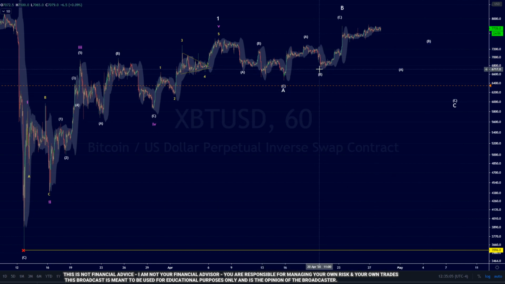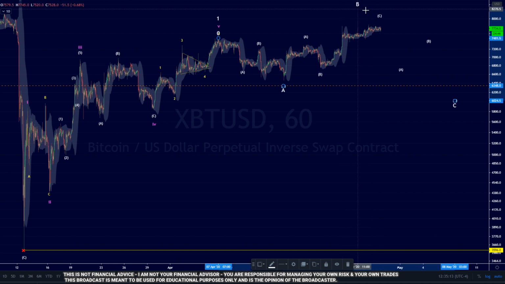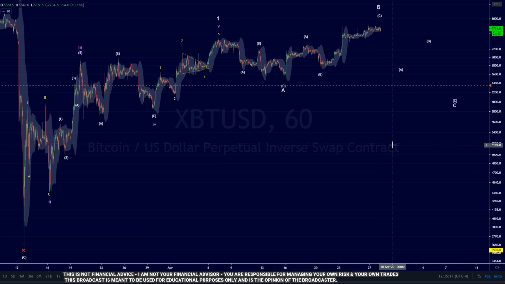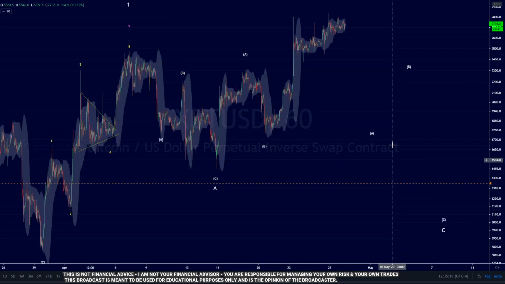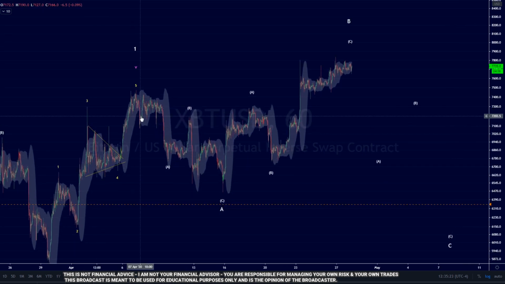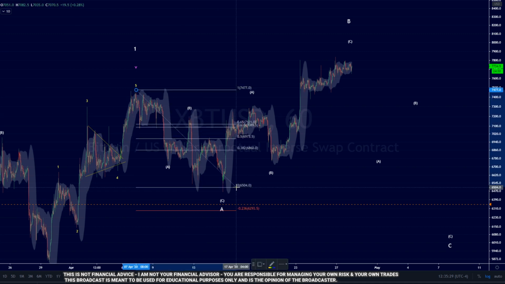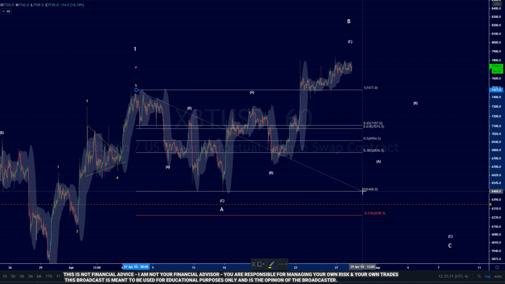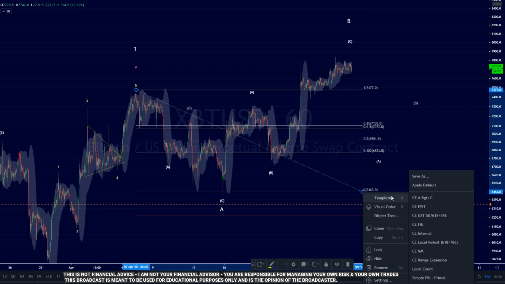All right, so we've got 1, 2, 3, 4, 5, A, B, C, and then so potentially we still have a little bit higher. We could be going here. Now let's talk about how we get there. Let's talk about how we get there really quick. All right, so if we're going to have an expanded flat, we have our first wave down, and I'm just going to measure this wave right here from the top to the bottom right here. Okay, and we're going to have an expanded flat.